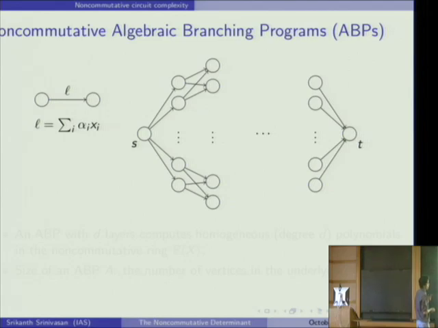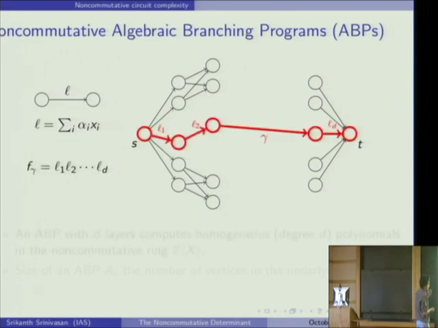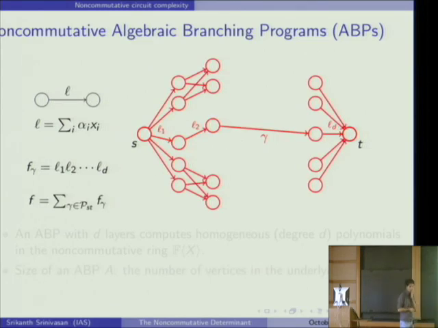And now what is the polynomial computed by such a creature? It turns out it's defined as follows. I look at every path from S to T. There are a bunch of linear forms that appear along the path. I take the product of all these linear forms in order, because here you have to actually specify the order in which you are doing multiplication. And then what I do is I add this up over all possible paths from S to T. Okay, so this is the polynomial computed by this ABP.